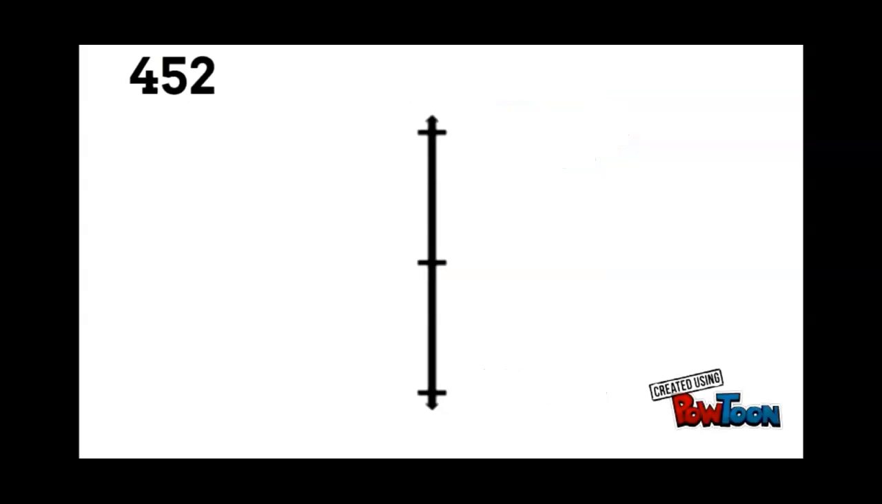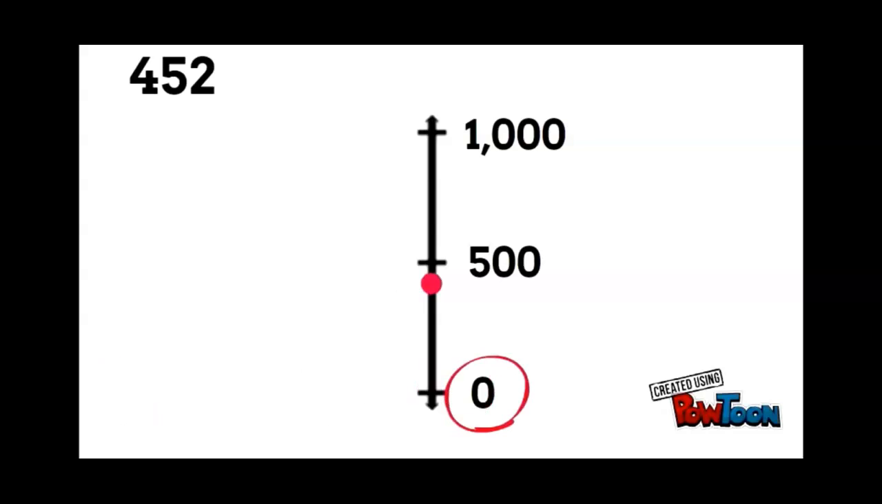Alright, what's 452 rounded to the nearest thousand? Well, we look at our thousands place, there's actually nothing there. So our lower estimate is actually going to be 0, and our upper estimate will be 1,000. And right in the middle will be 500. So put a dot where 452 is. It's right below 500, so we're going to round down to 0. So 452 rounded to the nearest thousand is 0.